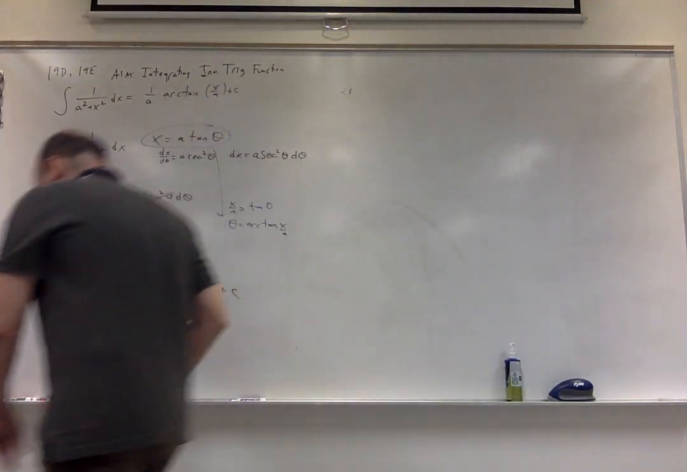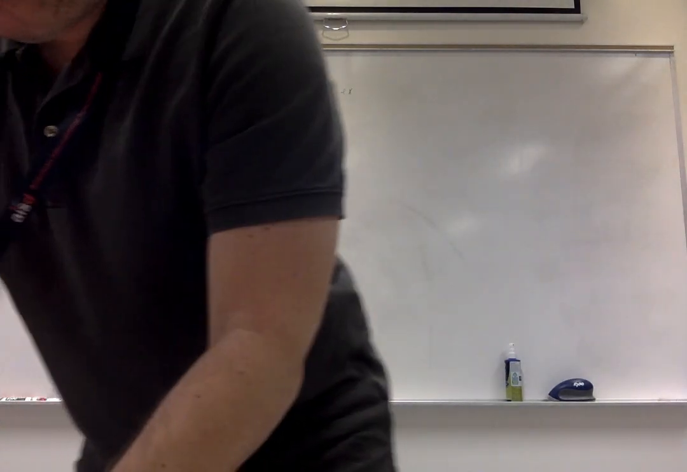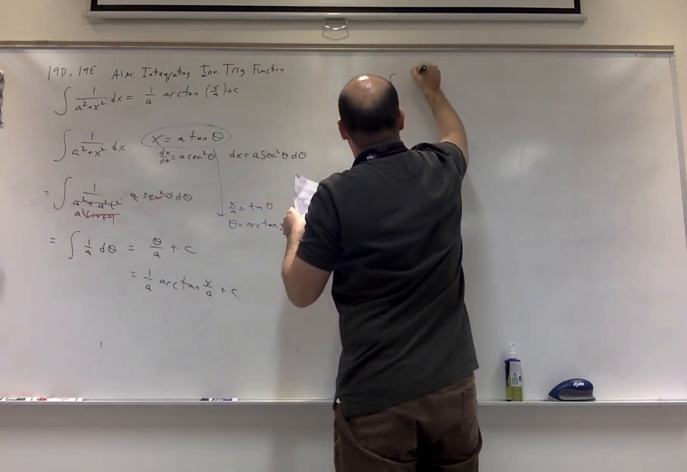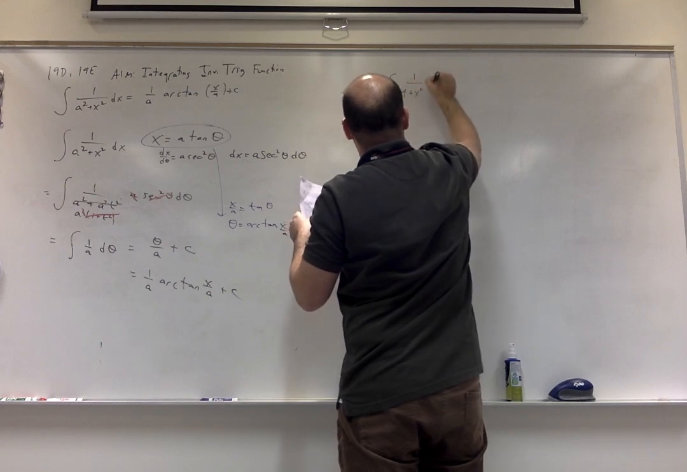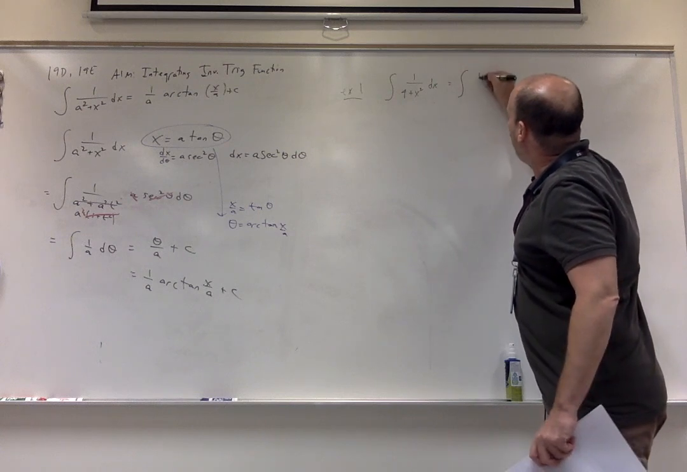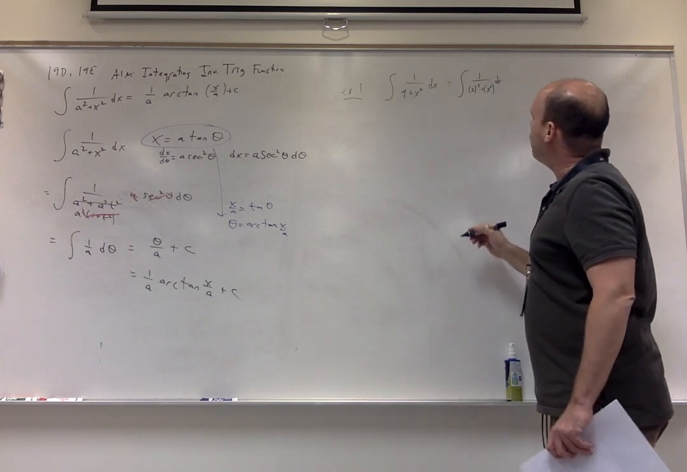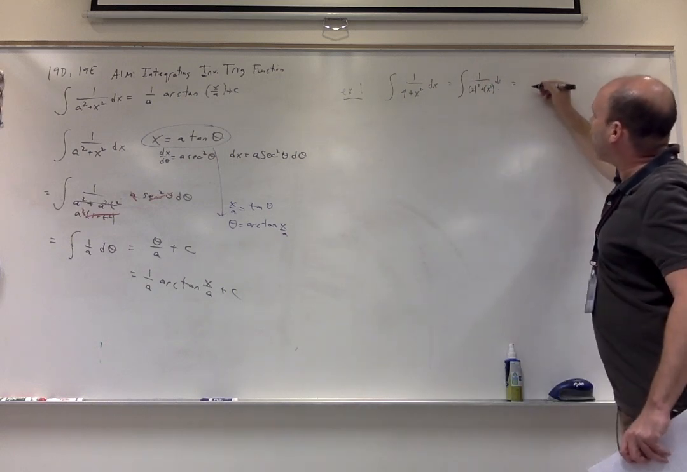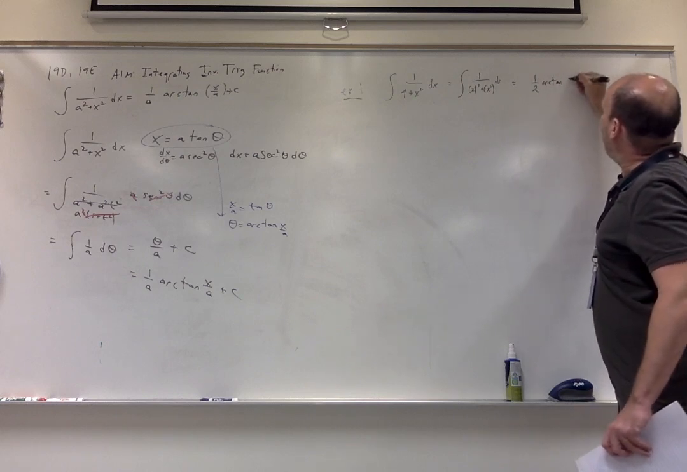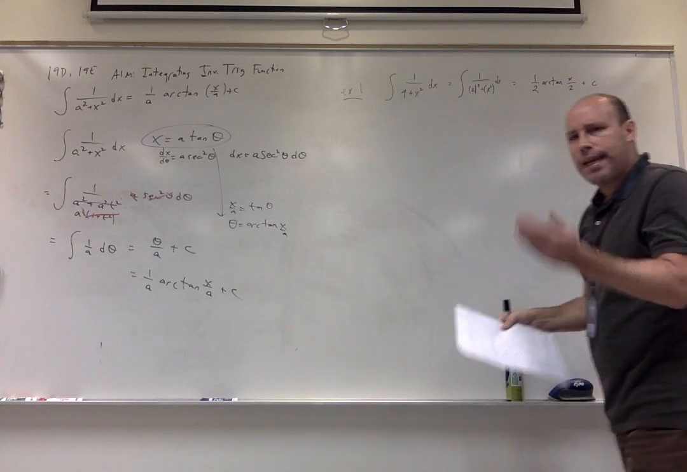Let's do example 1. How about we do the integral of 1 over 4 plus x squared dx? You say, easy. I'm going to rewrite this as the integral of 1 over 2 squared plus x squared dx, and I can go right to the answer. The answer is 1 over 2 arctangent of x over 2 plus c. Nice.